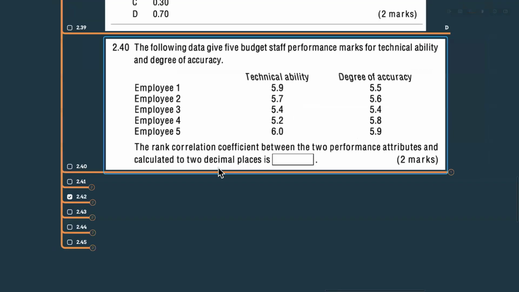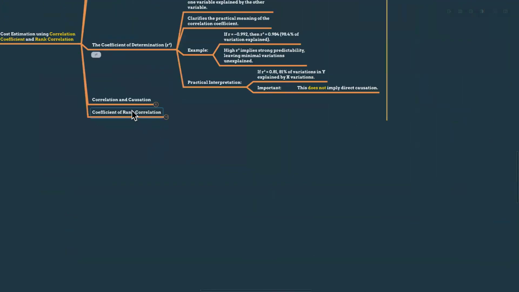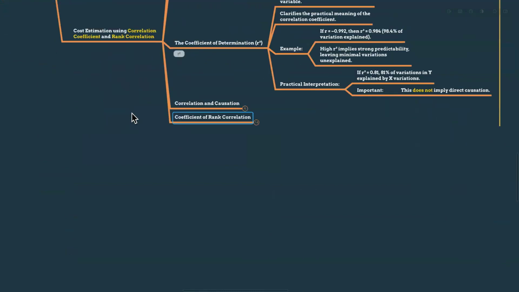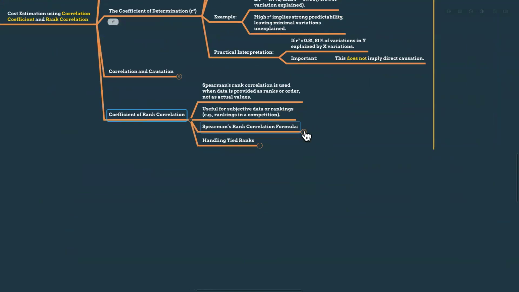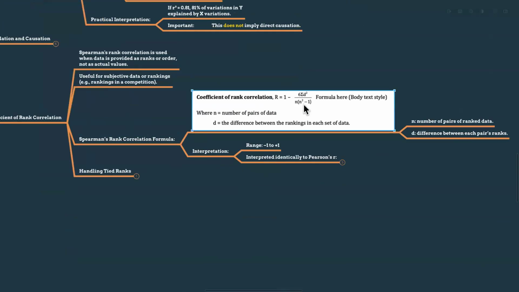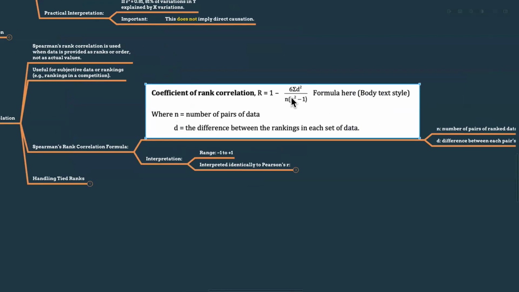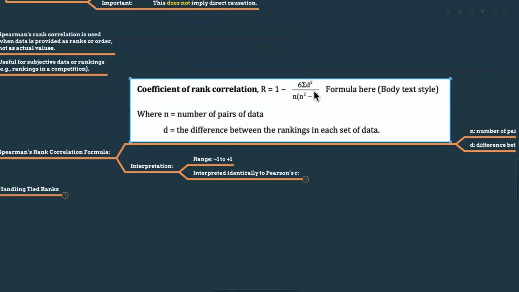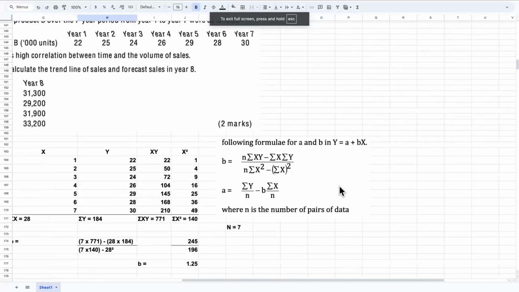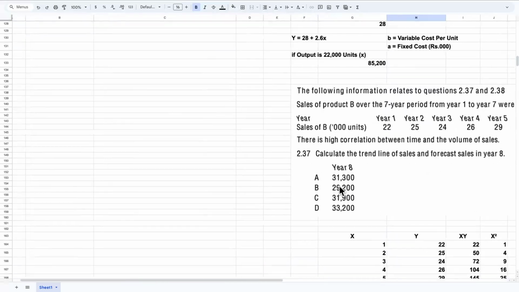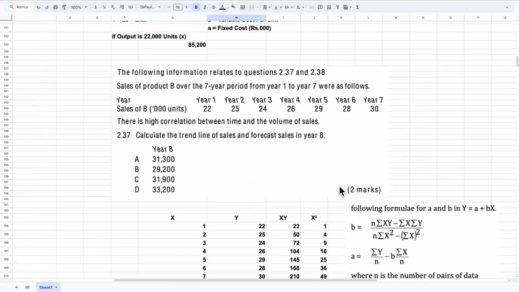So rank correlation, there are formulas. I have told you about the correlation of causation and the correlation of rank correlation. There is a formula, right? You have to remember this formula. You have to memorize this formula, right? This is the formula. So now I'm going to do this question, the rank correlation question. Give me 1 minute.